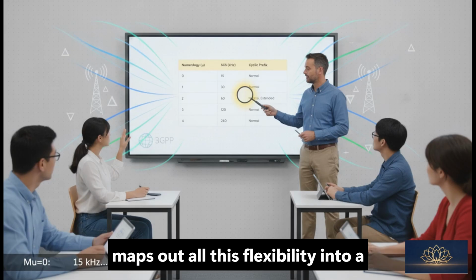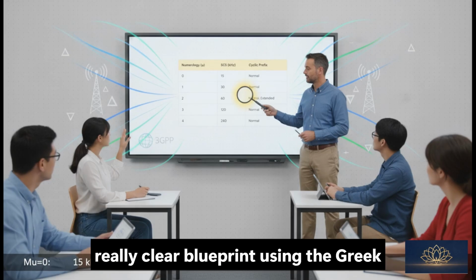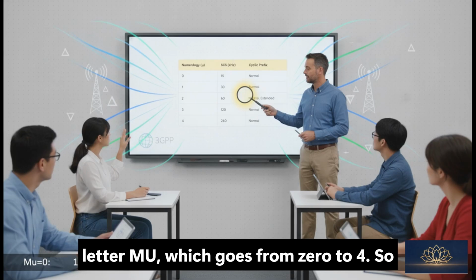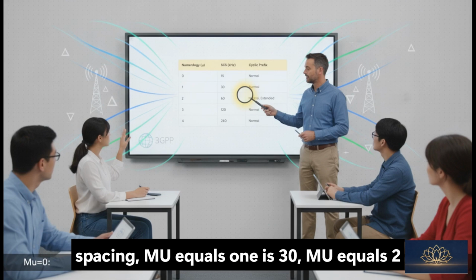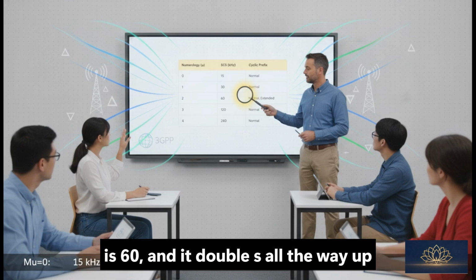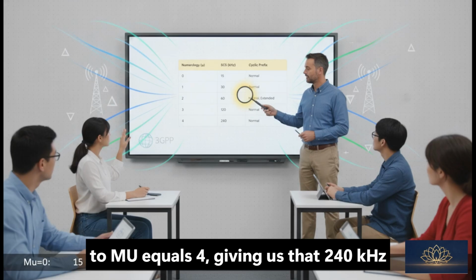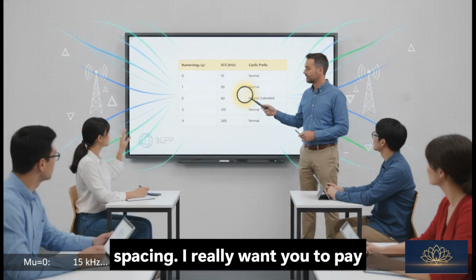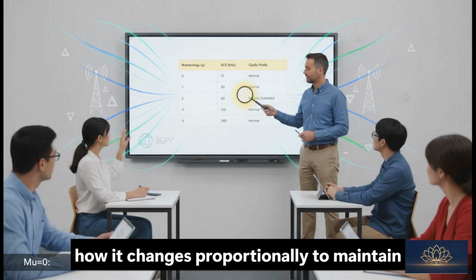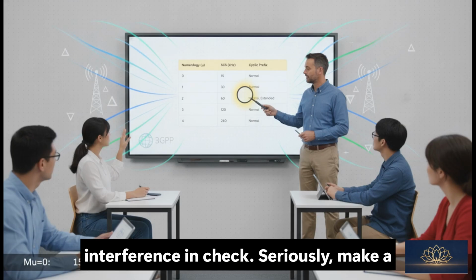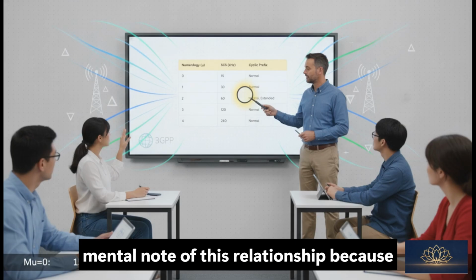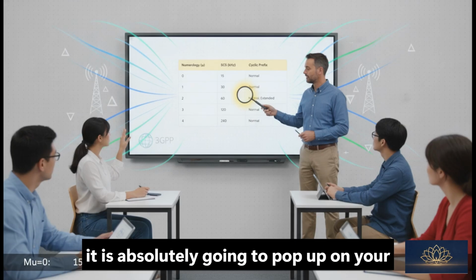3GPP actually maps out all this flexibility into a really clear blueprint using the Greek letter mu, which goes from 0 to 4. So mu equals 0, that's our legacy 15 kHz spacing. Mu equals 1 is 30, mu equals 2 is 60, and it doubles all the way up to mu equals 4, giving us that 240 kHz spacing. I really want you to pay attention to the cyclic prefix. Notice how it changes proportionally to maintain orthogonality and keep multipath interference in check. Seriously, make a mental note of this relationship, because it is absolutely going to pop up on your terminology quiz.